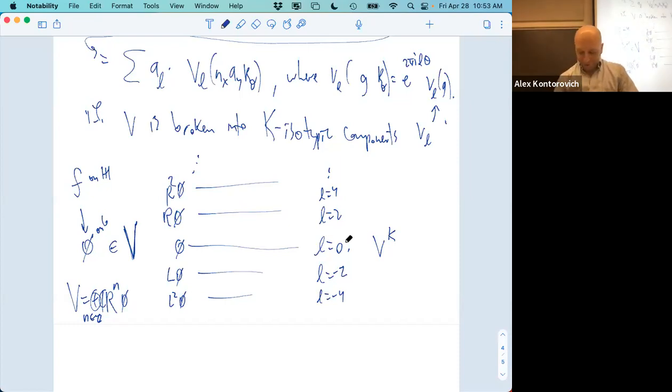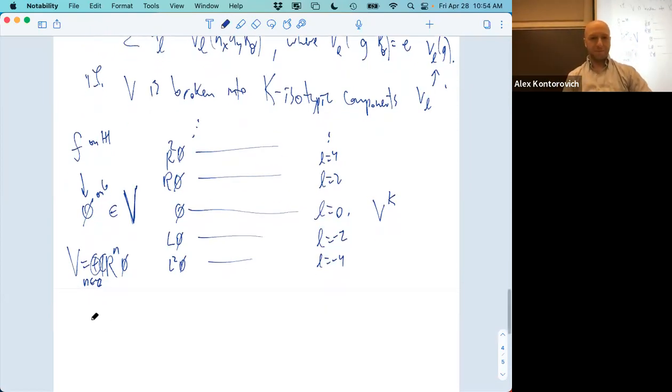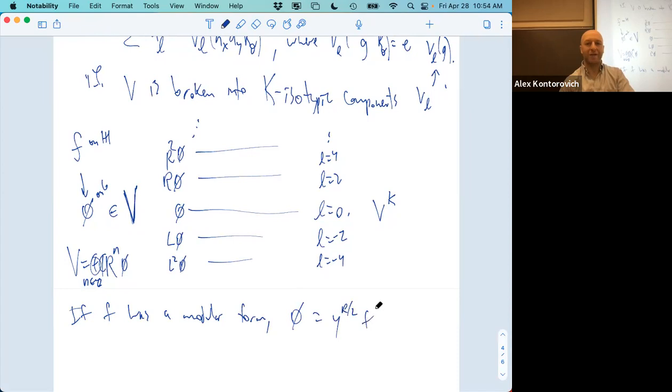Okay, what happens for modular forms? If f was a modular form, then phi was this y to the k over 2 f of z, lifted to G, with z replaced by g i.